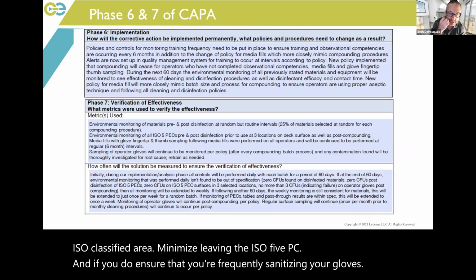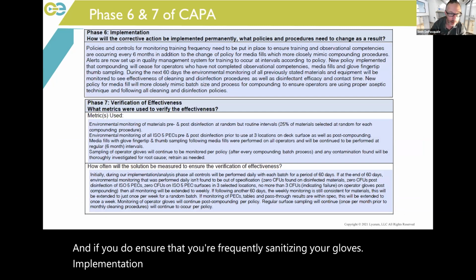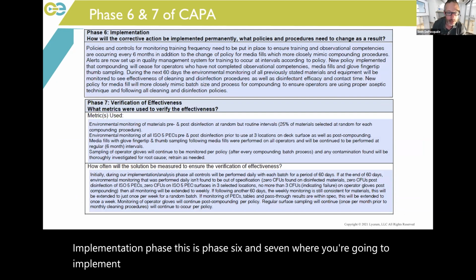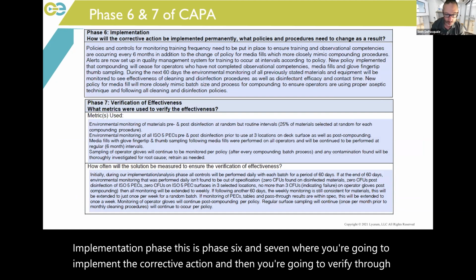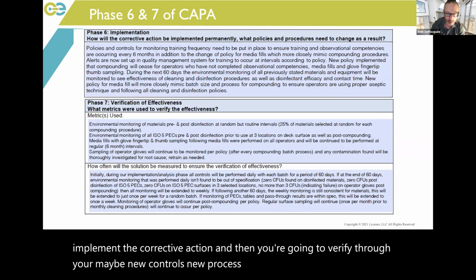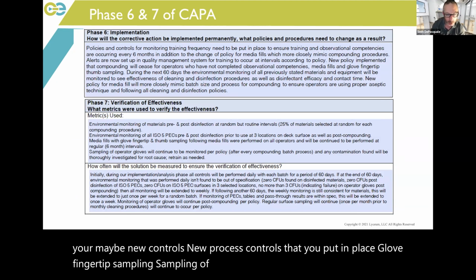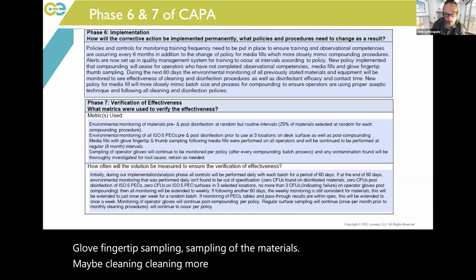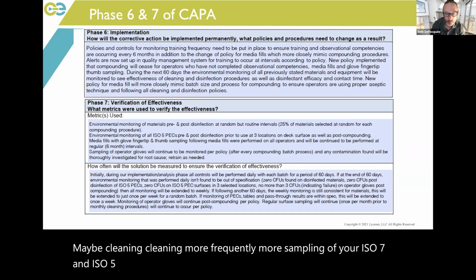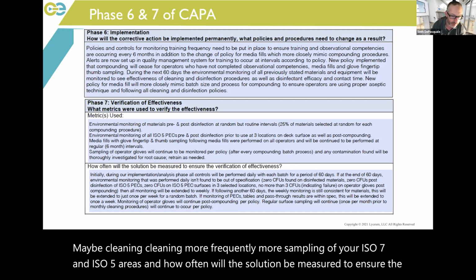Implementation phase, this is phase 6 and 7, where you're going to implement the corrective action, and then you're going to verify through maybe new process controls that you put in place, glove fingertip sampling of the materials, maybe cleaning more frequently, more sampling of your ISO 7 and ISO 5 areas. And how often will the solution be measured to ensure the effectiveness, verification of the effectiveness?